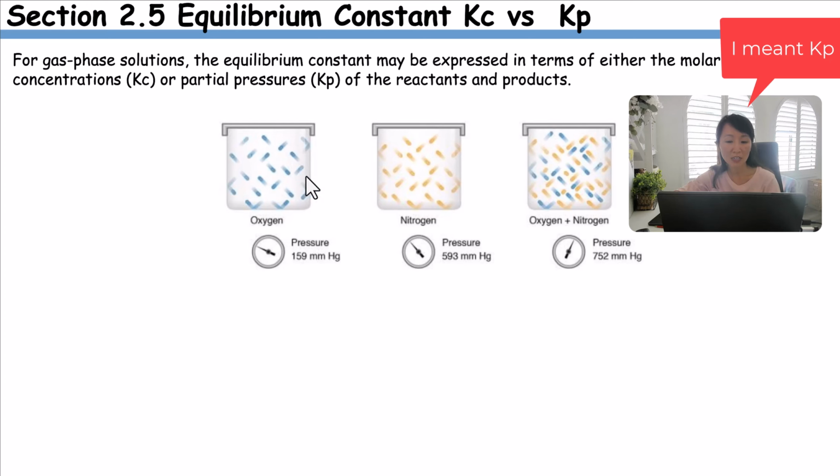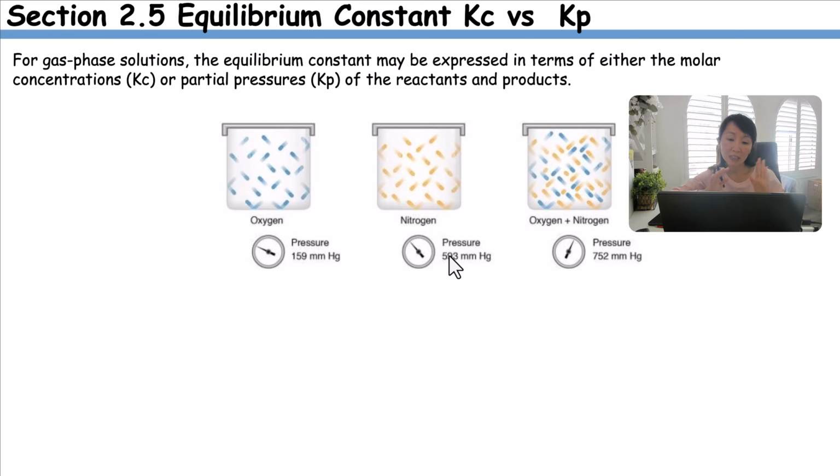Here's oxygen and nitrogen, and they're mixed together in just one container. There's no reaction taking place at this time. Now, notice that the oxygen exerts a certain pressure. It says 159 millimeters of mercury. The millimeter of mercury is a unit for pressure. For nitrogen, it's 593 millimeters of mercury, and that's the pressure for nitrogen.